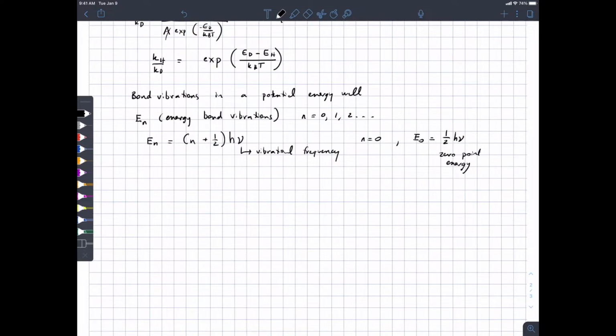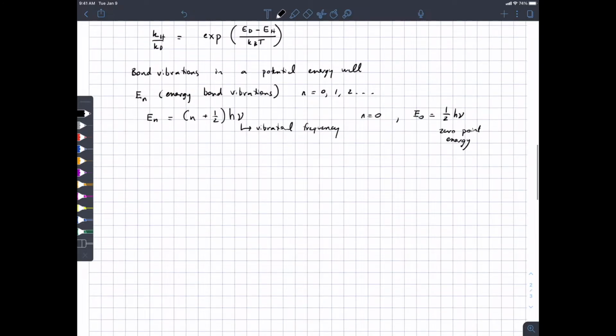Okay, so now we should talk about why the zero-point energy might be different for hydrogen versus deuterium. That's the same thing as asking why the vibrational frequency is different for a C-H bond versus a C-deuterium bond. Okay, so now we'll go to some stuff that you probably learned in a physics class a long time ago.